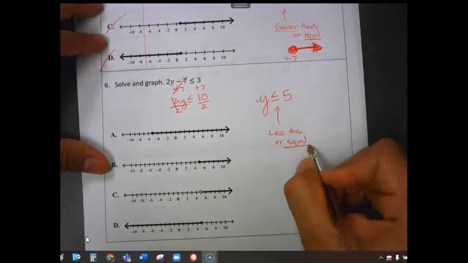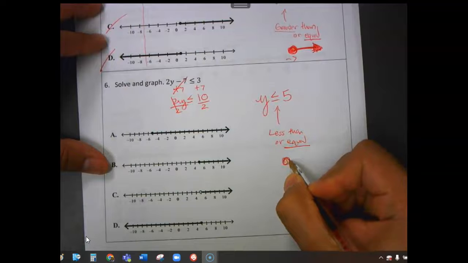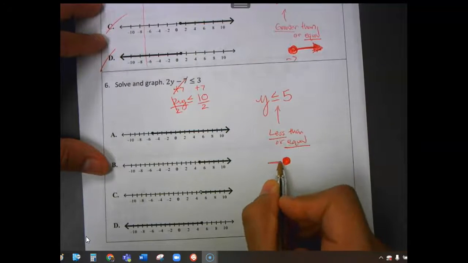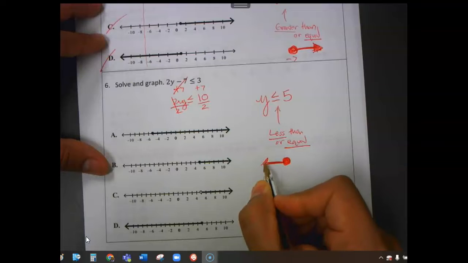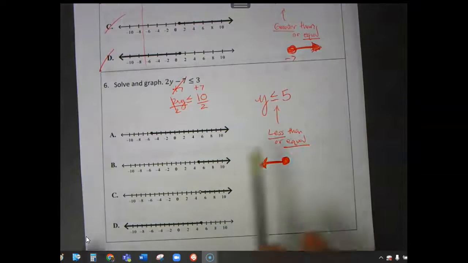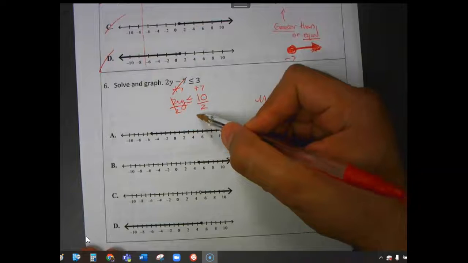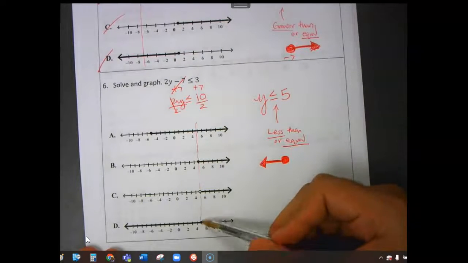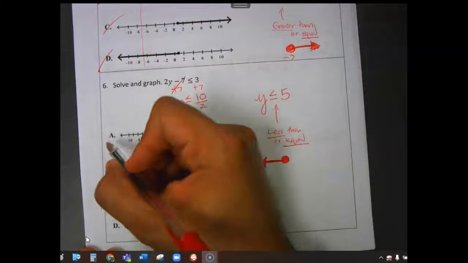So again, if it's equal, we're going to have a circle shaded in, not open, and then less means it's going to go to the left. Less than, left, both start with an L. Now, let's look for positive 5. Positive 5 is right here. So the only one that doesn't have a point at positive 5 is A, so we'll see you later.